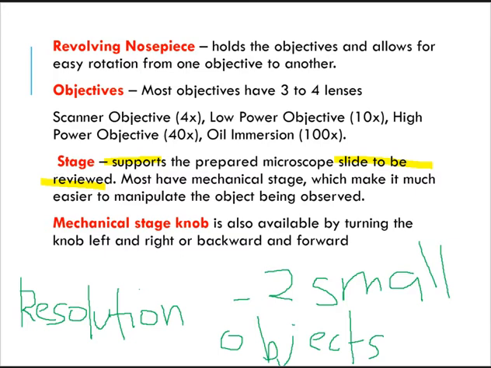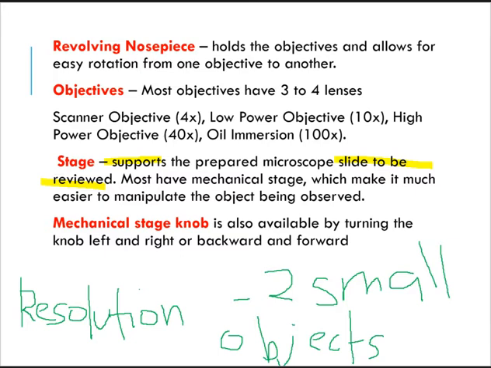Okay, let's proceed. Now, most microscopes have a mechanical stage, which makes it much easier to manipulate the object being observed. Next, we have your mechanical stage knob, which is also available by turning the knob left and right or backward and forward.